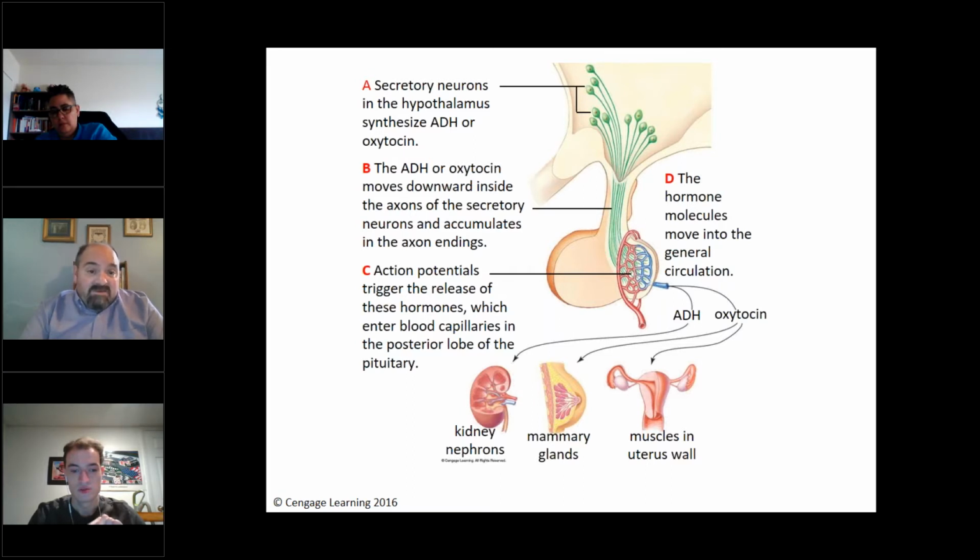ADH, it's called antidiuretic hormone. And this hormone actually works to conserve water, that would be the best way to put it. Conserve water, meaning if I drink water, I'm not going to produce as much urine. My body will hold on to the water more. And that's the purpose of antidiuretic hormone.